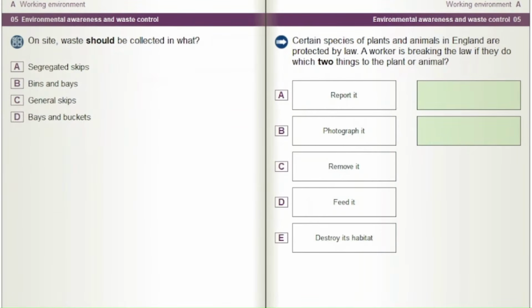On site, waste should be collected in what? Segregated skips, bins and bays, general skips, bays and buckets.